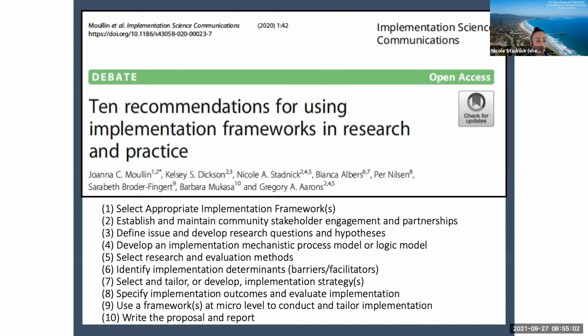Our colleagues and myself developed a publication that provides 10 recommendations for using implementation frameworks in research and practice. We list the 10 recommendations in relative chronological order of how you might approach an implementation project. The first is selecting an appropriate implementation framework or frameworks. And at the end, the recommendation about how to apply implementation frameworks is writing a proposal and reporting it in some way.